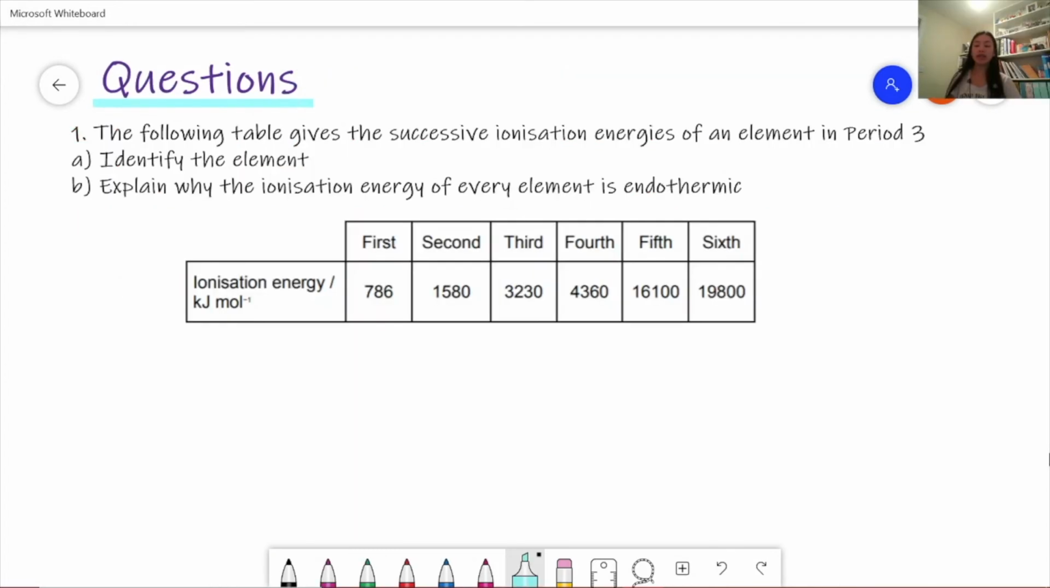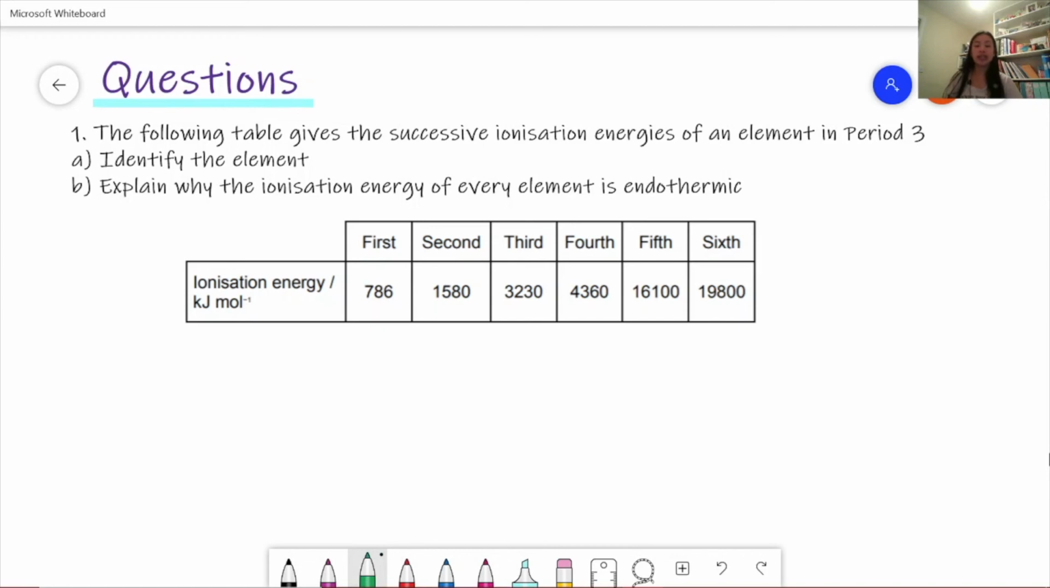So now we're going to move on to some questions. So for question 1, the following table gives the successive ionization energies of an element in period 3. For A, identify the element. So what we need to remember here is that successive ionization energies give evidence for electron shells. So all we need to do is identify where the biggest gap is in ionization energies.